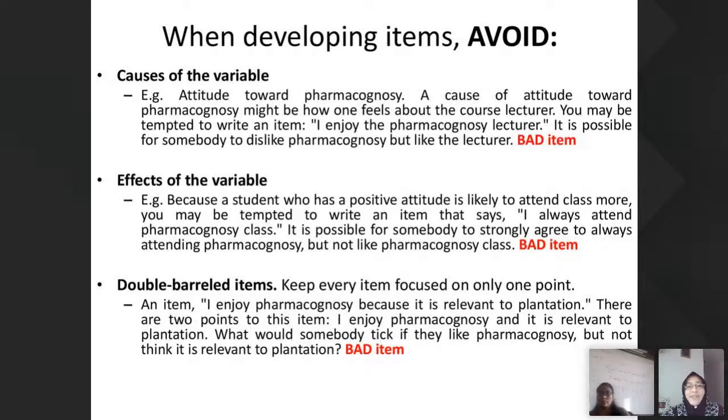It's like the empathy concept, for example. We have to put our mind in the people's shoes. It's the same with the questionnaires. We have to put ourselves in the people's mind. If we put double-barrel items, they will question.